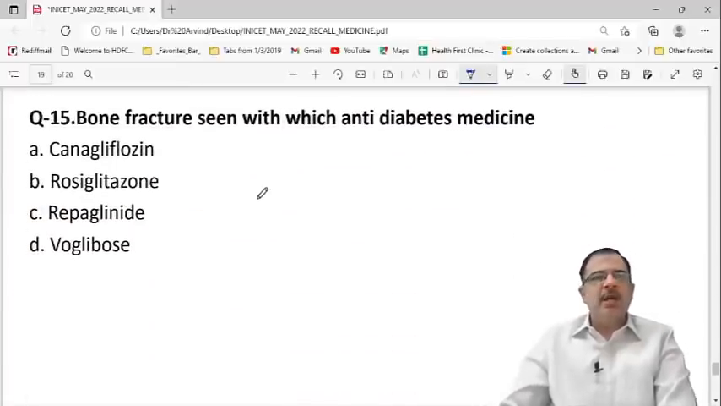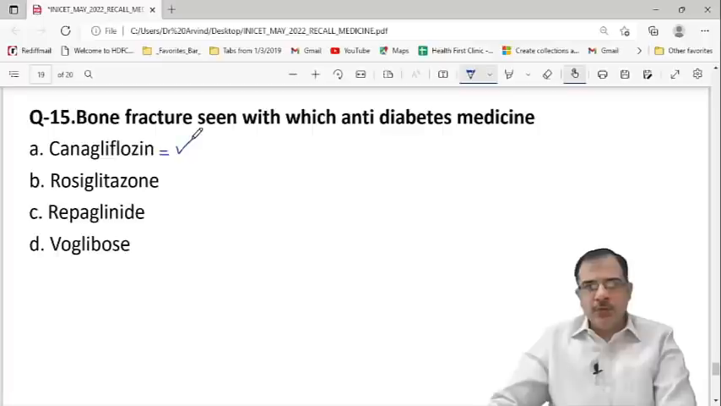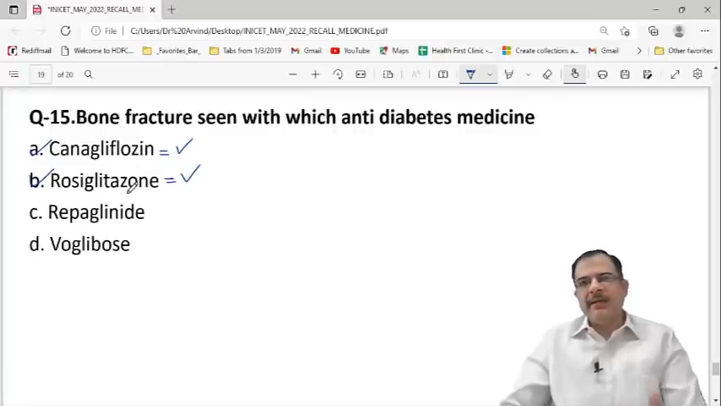Question number 15. Bone fracture seen with which anti-diabetes medicine? Canagliflozin, rosiglitazone, repaglinide, or voglibose. So it is seen with canagliflozin, true, but it is also seen with rosiglitazone. Yes, both of them can cause the bone fractures, but rosiglitazone is not used these days. So therefore it could be a recall error, and if it is a recall error, then the best option will be canagliflozin.